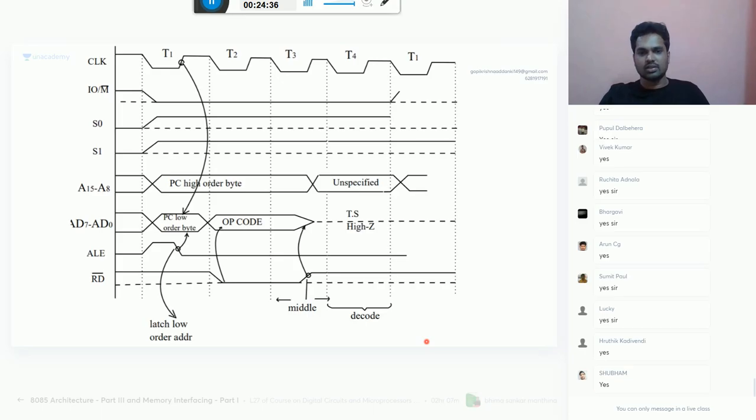Good. Here, listen. This is what we call the opcode fetch machine cycle. Don't see the figure and get confused. I am here to help you. Don't worry. See here, this is the already existing part. Don't worry about this part. This area can be neglected.